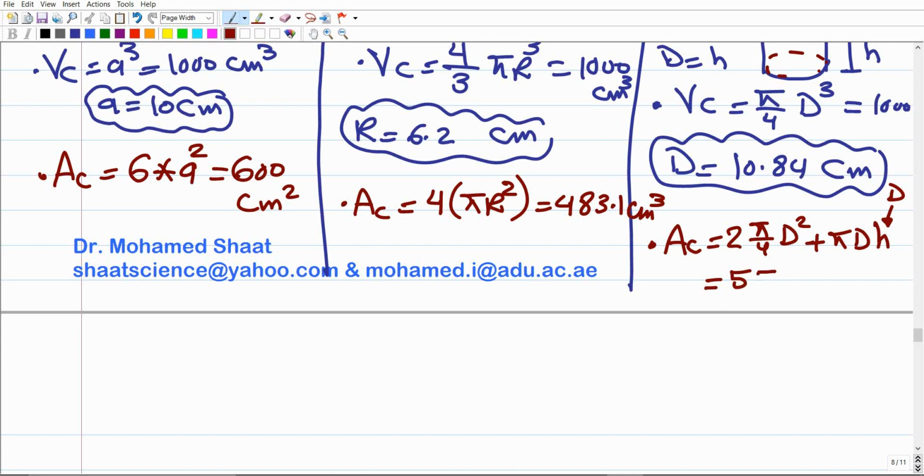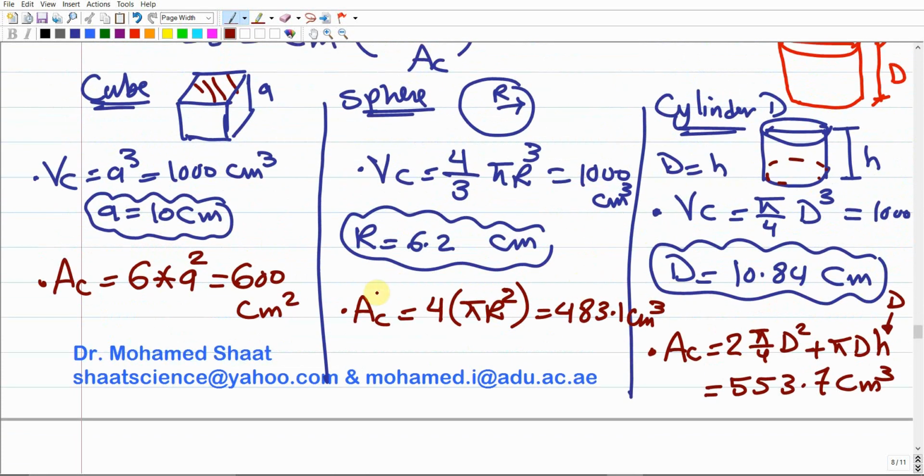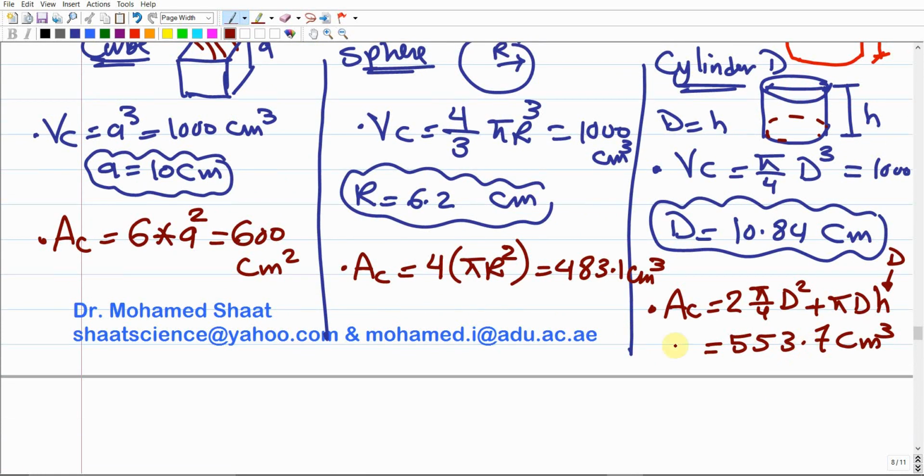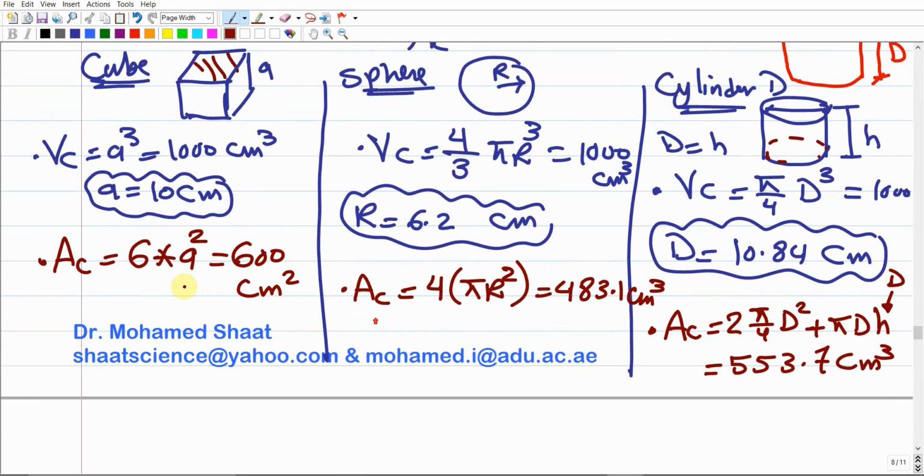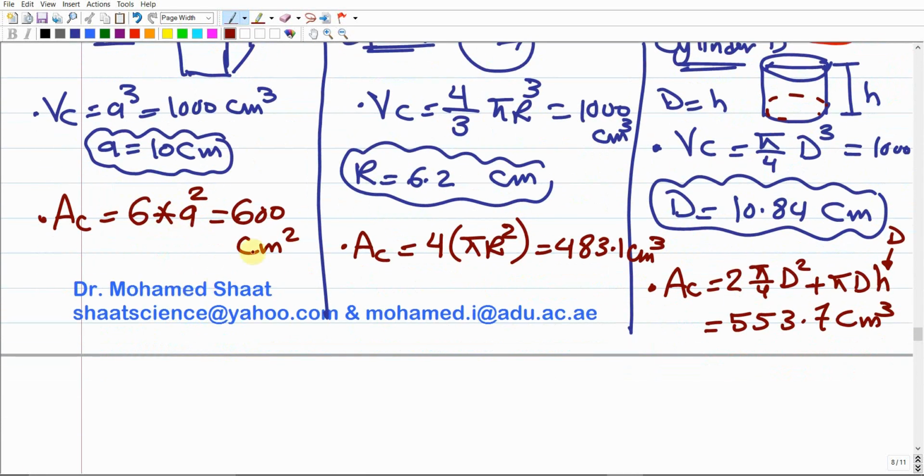553.7 centimeter cube. So as you can see, we did the calculation and we end up with the surface area. We found the dimension first, then we calculated the surface areas. So as you can see, the cube is the one with the largest surface area.